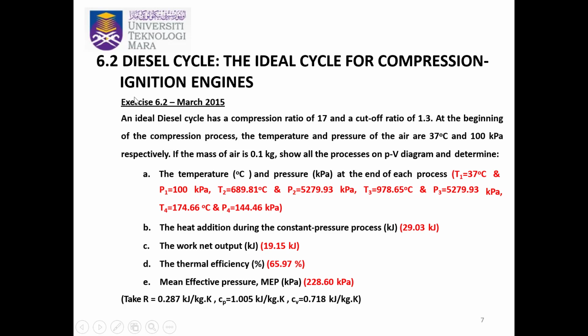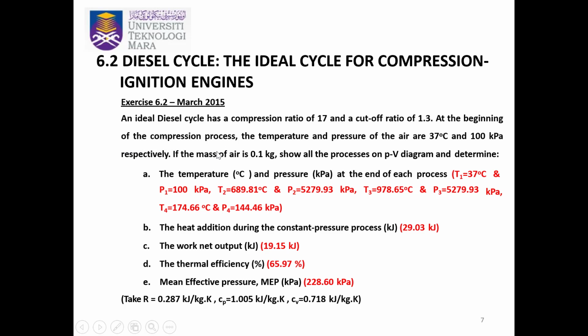So for your exercise, for your homework, please do this question, exercise 6.2. March 2005. Okay, apa dia kata kat sini? An ideal diesel cycle has a compression ratio, so it means RV 17, and cut off ratio, RC 1.3, at the beginning of the compression process.